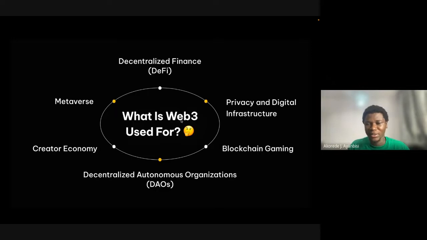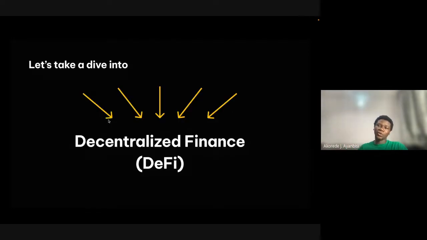So there are six major things Web3 is for, which are decentralized finance, like I mentioned earlier, privacy and digital infrastructure, blockchain gaming, decentralized autonomous organizations, which we all know as DAOs, the creator economy, and the popular metaverse. And today, we are going to be focusing on decentralized finance because it has the most use cases out there, right? And I think focusing on this will give a clearer idea of what this topic is about.